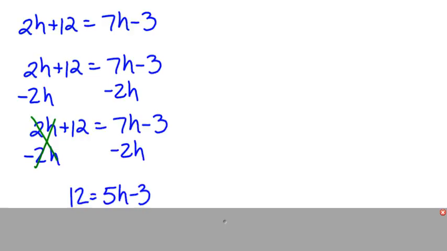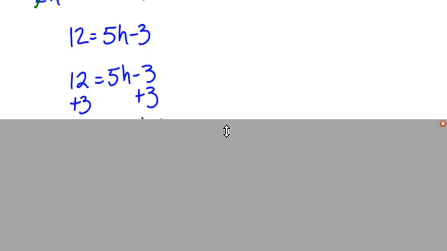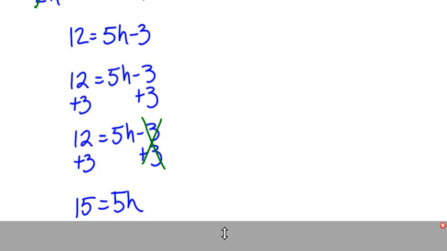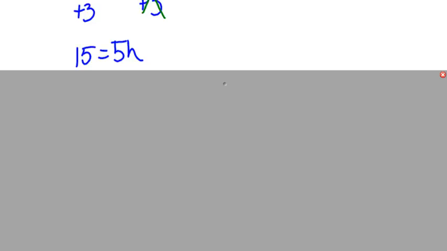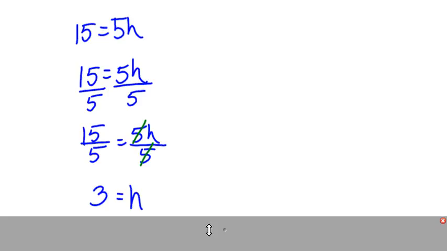So here we could subtract 2h from each side of our equation, which would result in 12 equals 5h minus 3. Again, we have to combine our like terms, so the constants need to go together. So let's add 3 to each side of the equation to undo that subtraction, which means we have now 15 equals 5h. Well, it's 5 times h. To undo that, we could divide each side by 5, which results in h equaling 3.